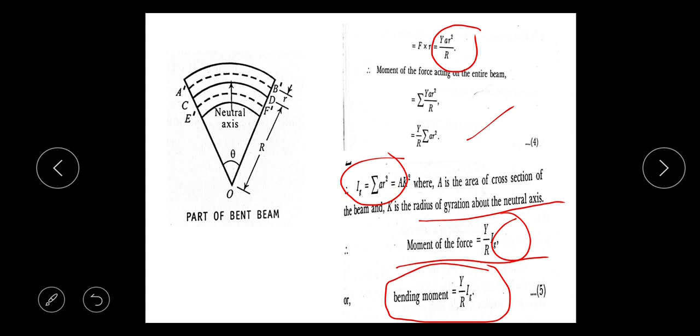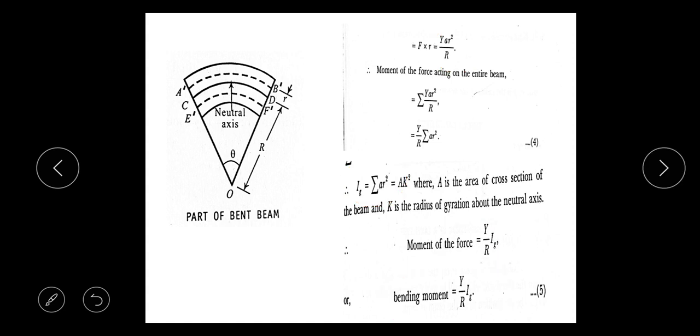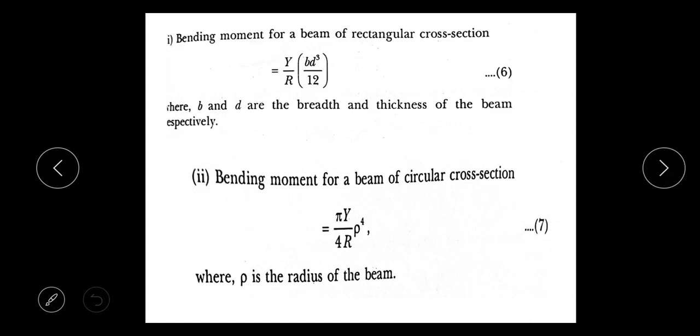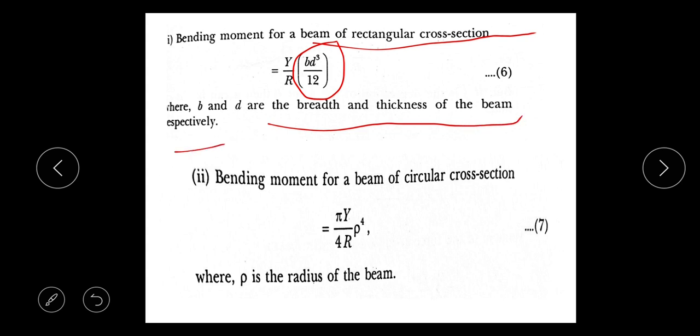Now we'll substitute for Ig. Ig is different for different beams. It depends upon the shape of the beam. Suppose the beam is of rectangular cross section, then Ig can be substituted as BD cube divided by 12, where B and D are the breadth and thickness of the beam respectively. Similarly for circular cross section.